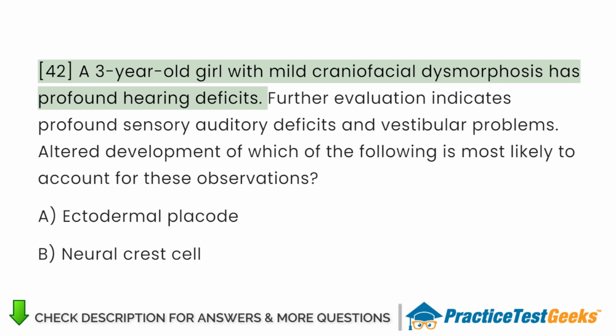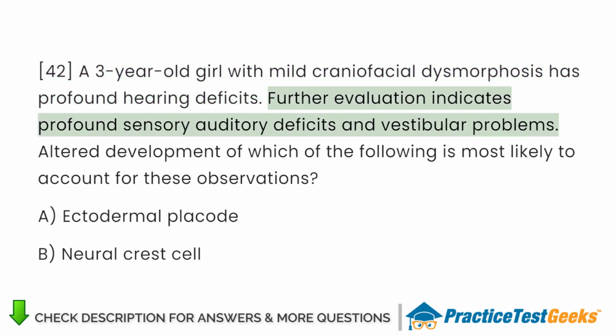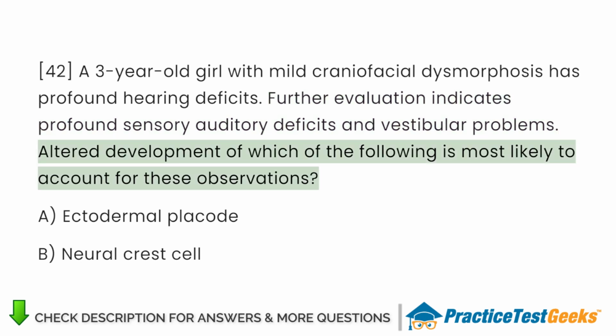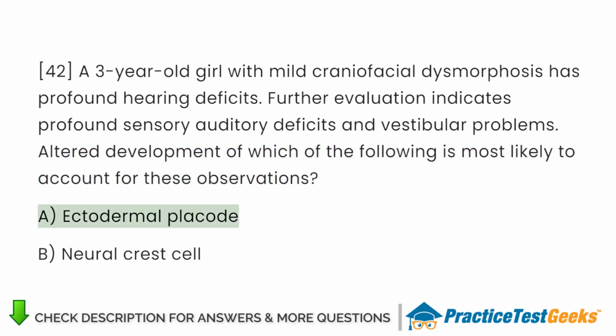A 3-year-old girl with mild craniofacial dysmorphosis has profound hearing deficits. Further evaluation indicates profound sensory auditory deficits and vestibular problems. Altered development of which of the following is most likely to account for these observations? A. Ectodermal placode. B. Neural crest cell.